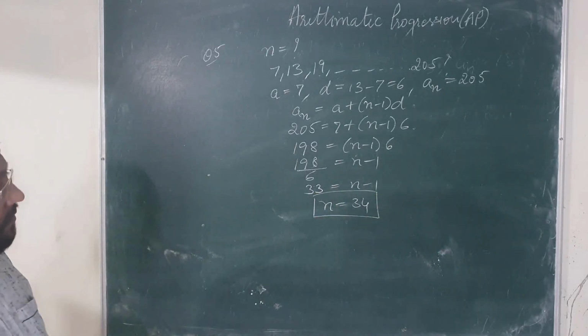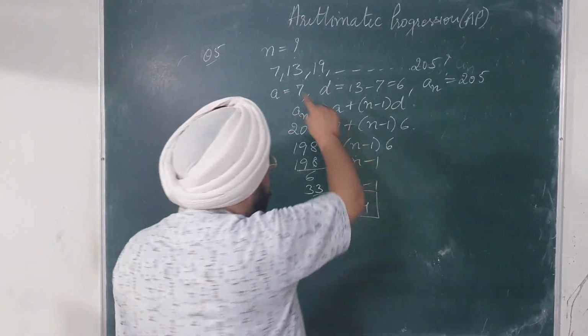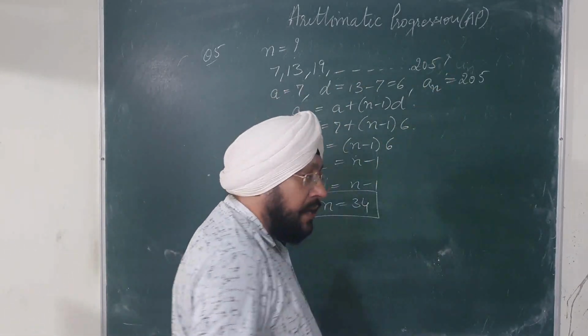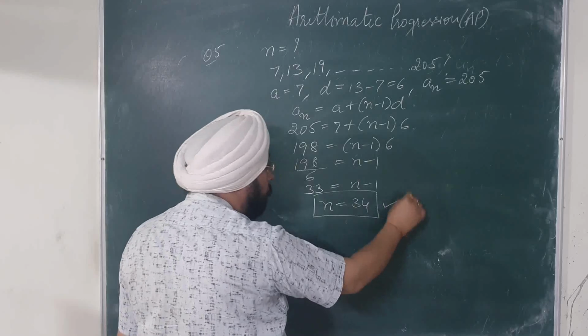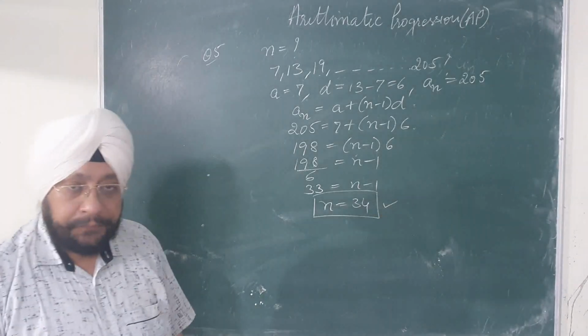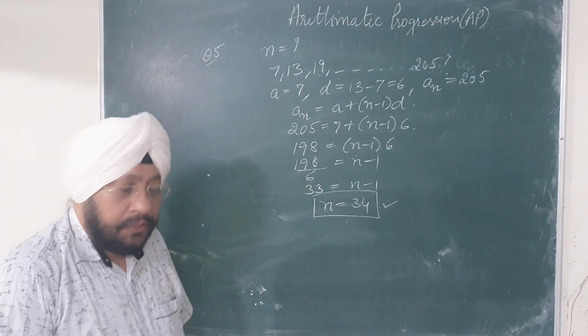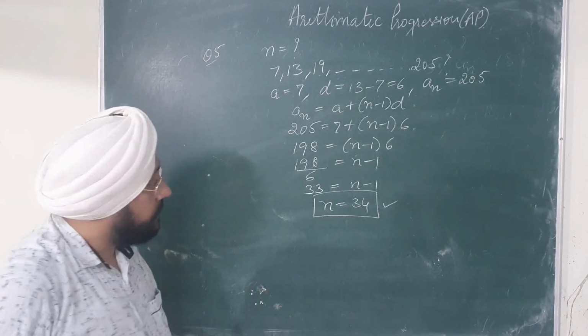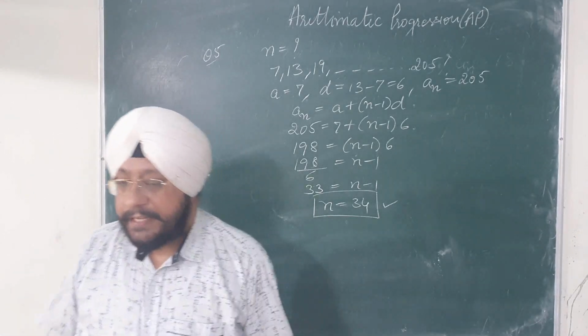So it means in this AP till 205, there are 34 terms. And are you clear with it? So it's okay. Question number 5 is done. So let's come to question number 6.